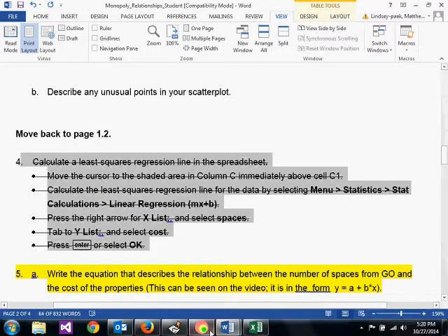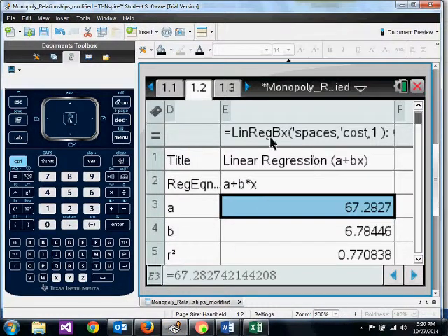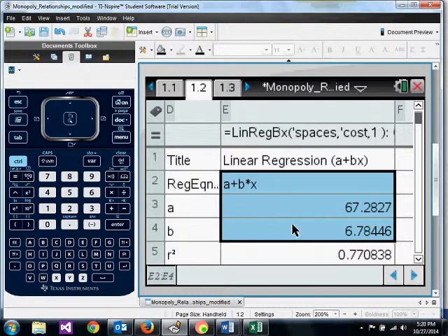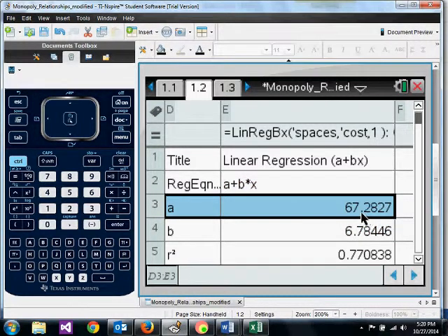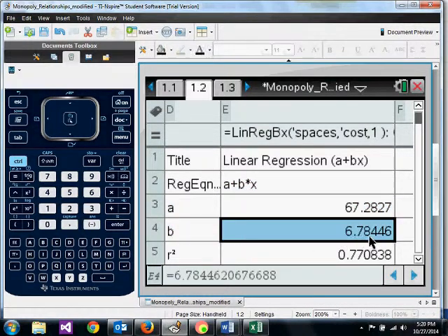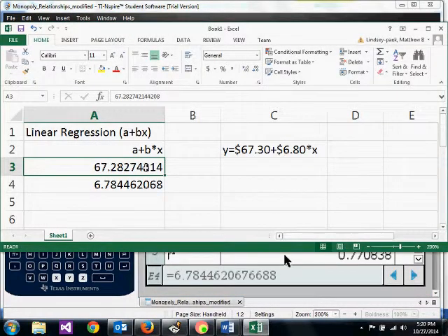When I did these steps here in the calculator file, it gave me what said linear regression bx, and it gives me various answers here. I can combine these three squares, if you will, and create the equation. So the A of the equation from right here is given to us at 67.2827. The B is 6.78446. So to answer the question in part 1, we need to put all these parts together.